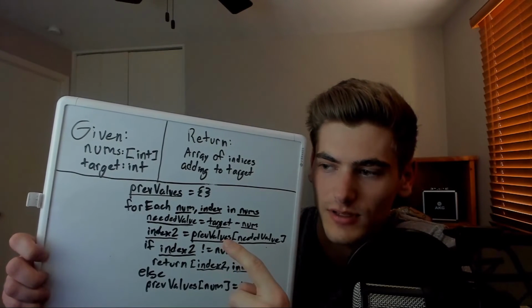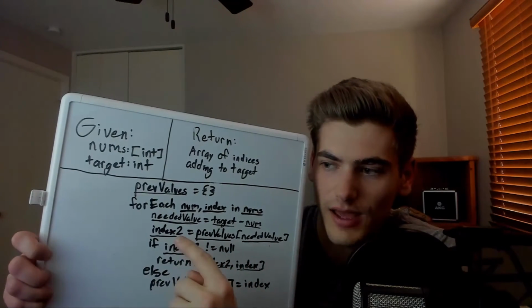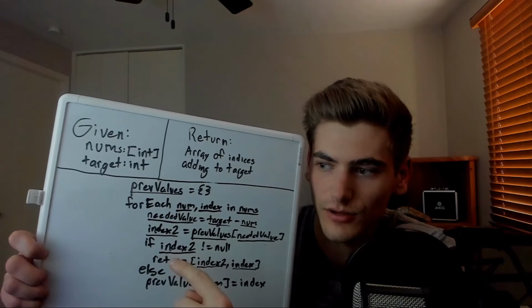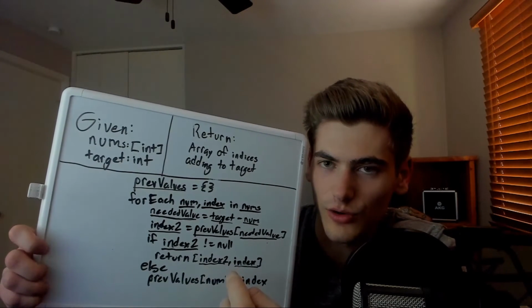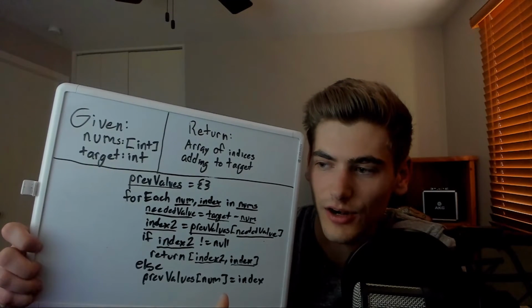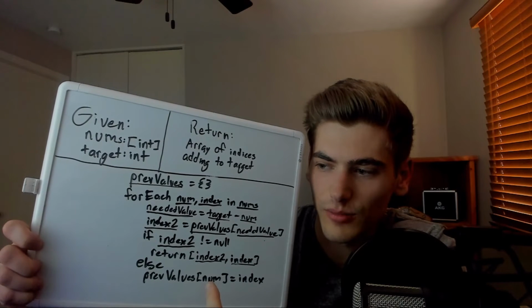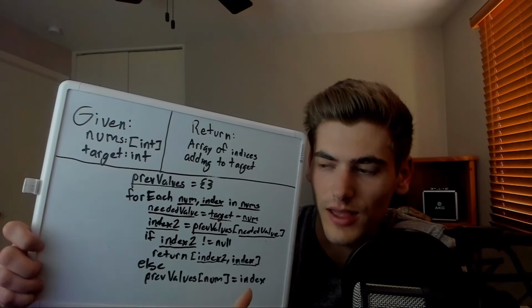Then inside of our previous values here, we're checking: have we encountered that needed value before? If we have, we're going to get an index here. So if that index exists, we know that we have both the indexes we need in order to solve this problem, so we return those indexes. But if that index does not already exist, what we do is we store that number as the key of our hash, and then the value of that hash is going to be the index where that number took place.